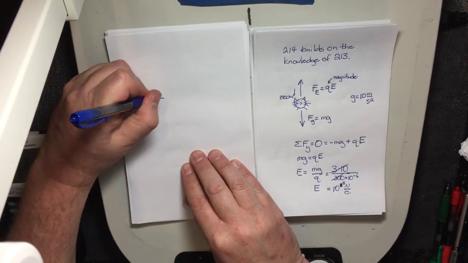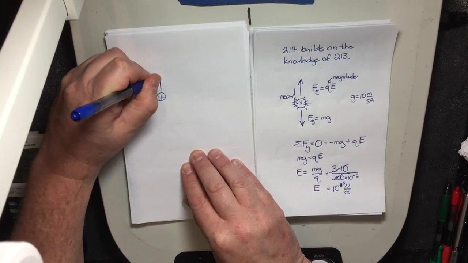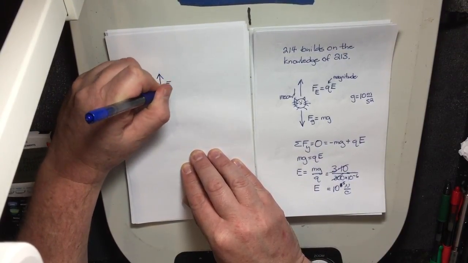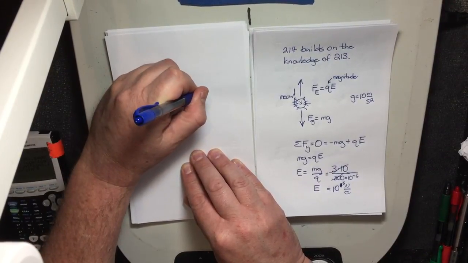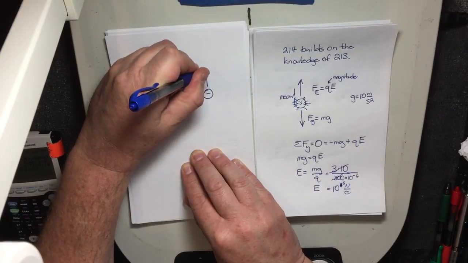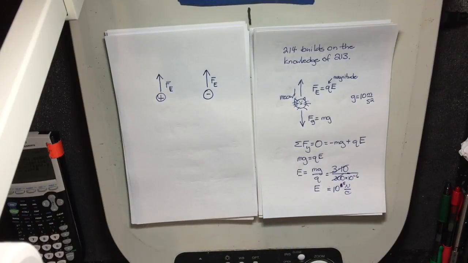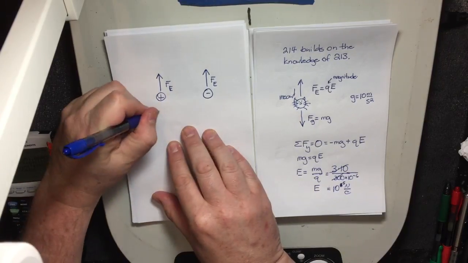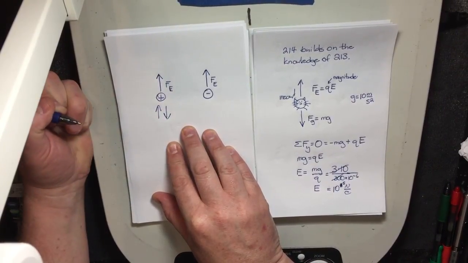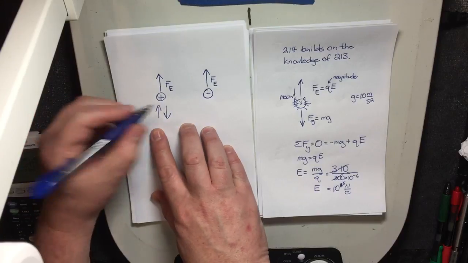If the cat was positive, it needs a force from the electric field that's up. If it is negative, it still needs an electric force that's up. So what electric field direction would cause a positive charge to move upwards? Give me the direction of the line. So the electric field line, would it look like this or this? That or that? It would be the left one.